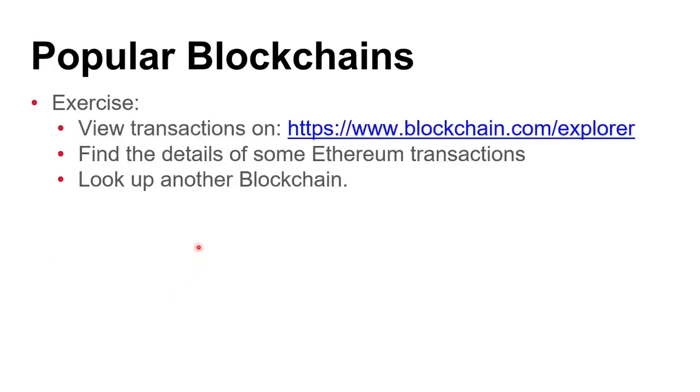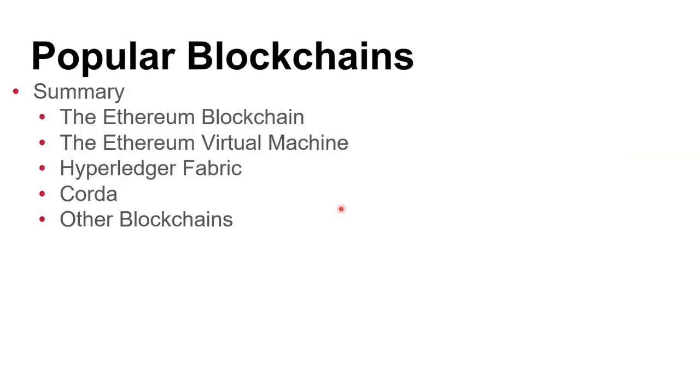So for the exercise here, let's go out to a blockchain explorer and view some of the transactions. You can also go to Etherscan and view some Ethereum transactions as well, and then find another blockchain explorer. In summary, we talked about the Ethereum blockchain, the Ethereum virtual machine, Hyperledger, Hyperledger Fabric and Hyperledger Sawtooth, Corda, and other blockchains.